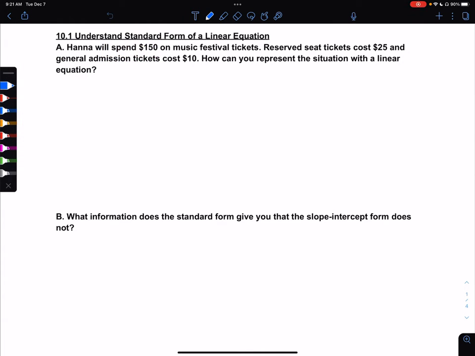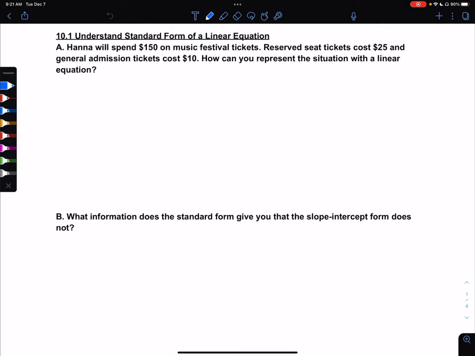In this video, we're going to look at topic 10, example 1, understand standard form of a linear equation. Part A, Hannah will spend $150 on music festival tickets. Reserved seat tickets cost $25 and general admission tickets cost $10. How can you represent this situation with a linear equation?